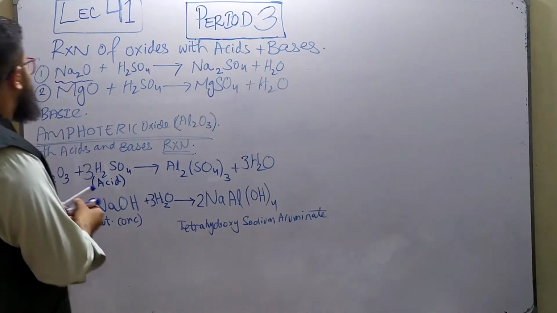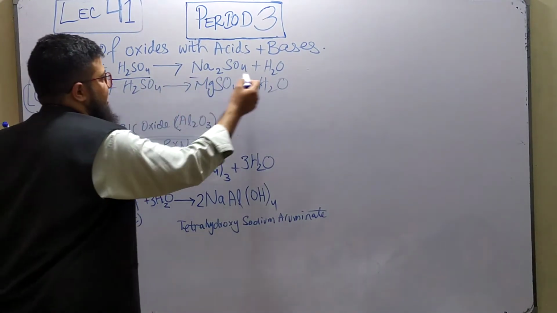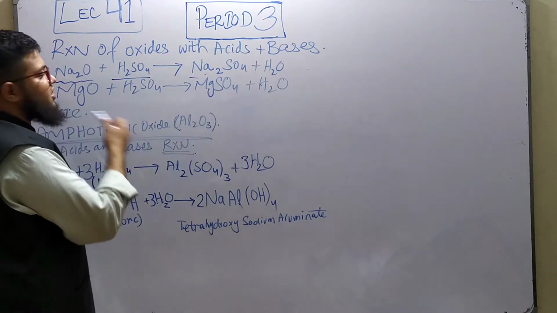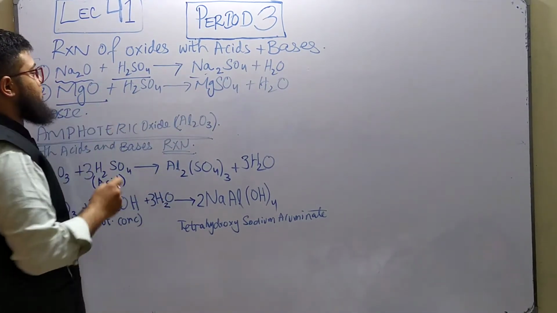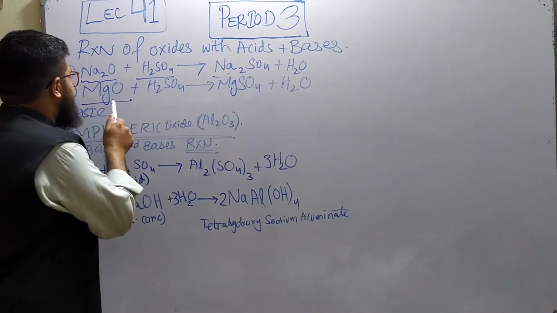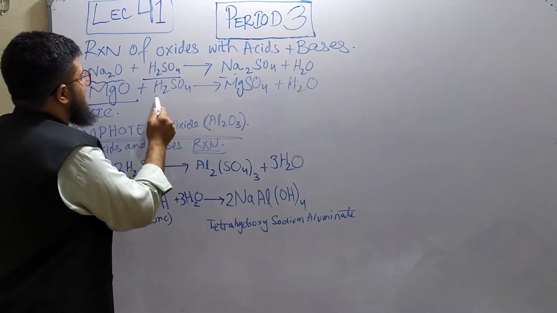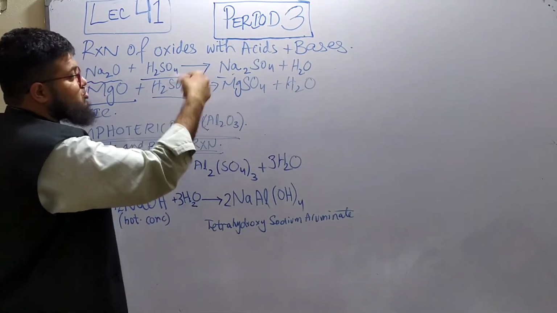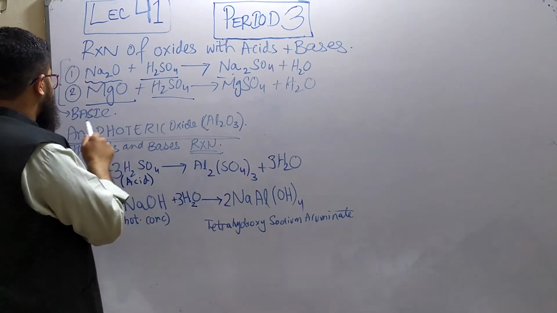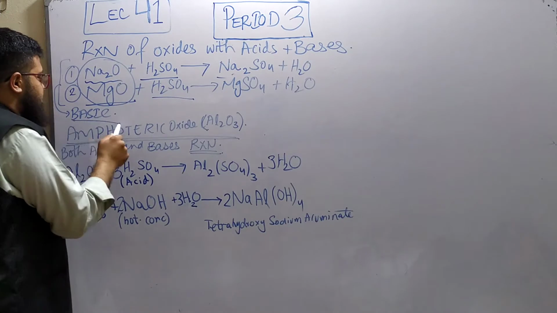Okay, so now this is Na2O. It reacts with sulfuric acid, so it will give us a salt and water: sodium sulfate and water, and this is an equation you are expected to know. Then let's come to magnesium oxide. Magnesium oxide is also a basic oxide, and when it reacts with sulfuric acid, it will give us magnesium sulfate and water. Simple and easy, and I'm sure you guys already know these. The key term to remember is that both of them are basic oxides.